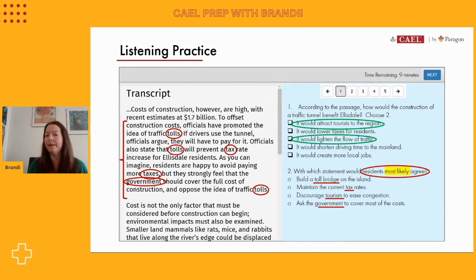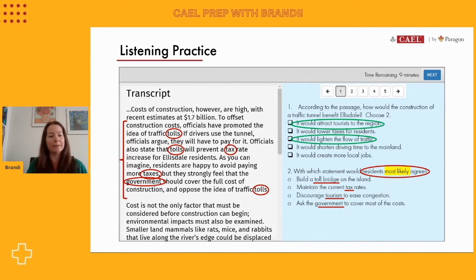So when we think about what that idea is suggesting, and when you look back at answer choice B, it seems to make a lot of sense. It's logical. Answer choice B is all about maintaining the current tax rate. In other words, residents would continue to pay the same amount in taxes, regardless of this tunnel construction. And that's exactly what this part of the lecture is talking about. Residents are happy to avoid paying more taxes. They don't want to pay more. So we can assume that they would likely continue to pay the same amount if taxes are not going to increase. So answer choice B is looking very promising here.